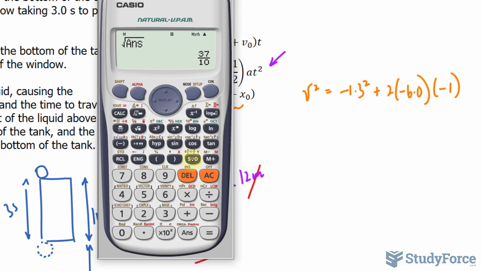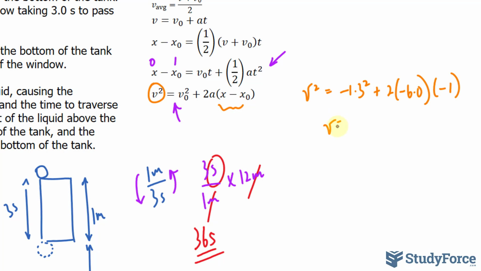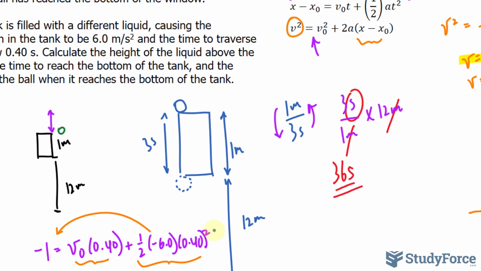I get two values for v, -3.7 and +3.7. Again, we'll be using the negative version moving forward. That's -3.7 meters per second. That is the speed at which the ball is falling at this point.